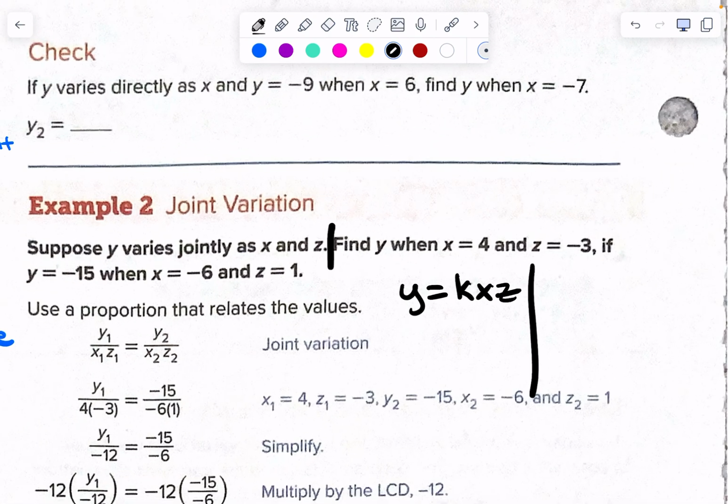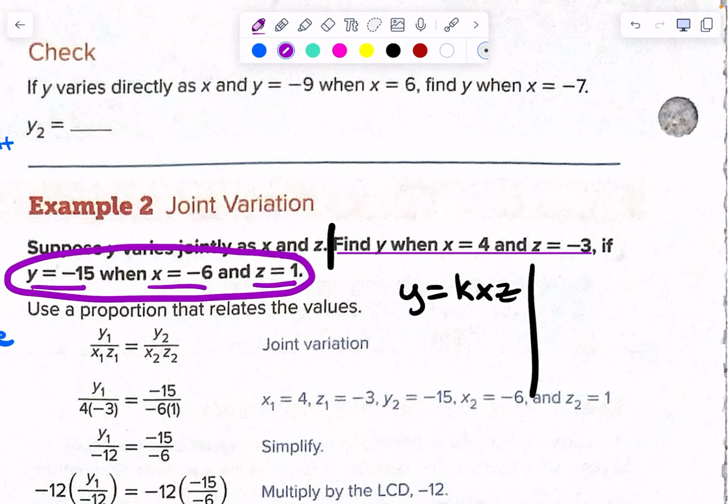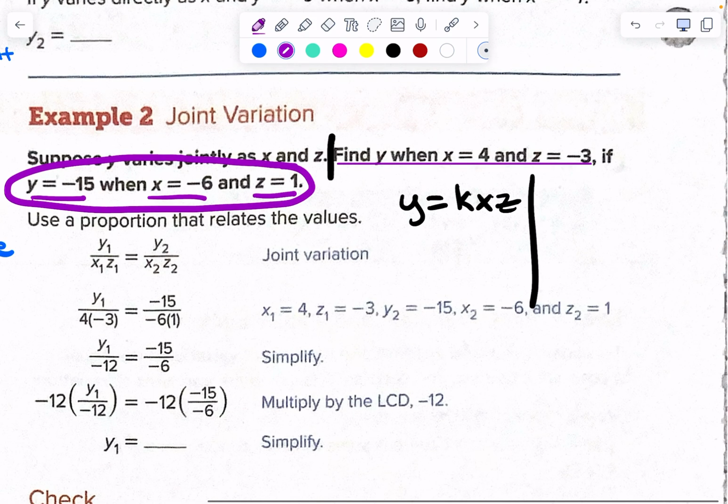All right, here we go. This is backwards. Are you watching? Find, watch now. Find y when x is 4 and z is -3 if y is -15, x is -6, and z is 1. You do the second part. We do the if part first, right? It's giving it to you in the wrong order. Here it's giving me all of this stuff. I'm going to use this stuff to solve for k. Then I'm going to find y and plug in these other 2, right? So it's giving it to me in the wrong order, so you have to be careful. That one we're going to do the if part first.